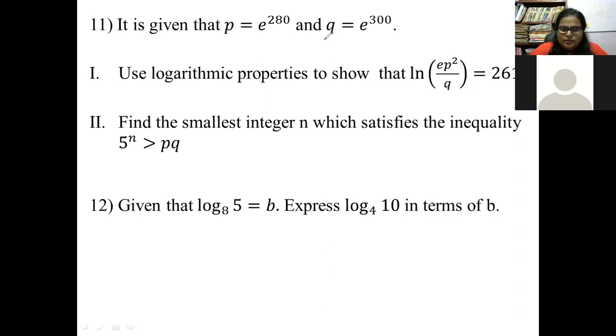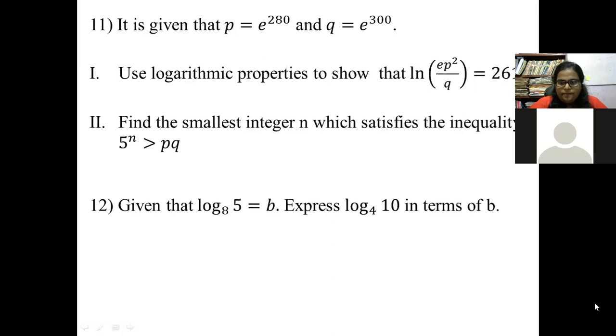Ishan is asking to solve the previous one again. Okay, I will do it. Let me show the whiteboard here.